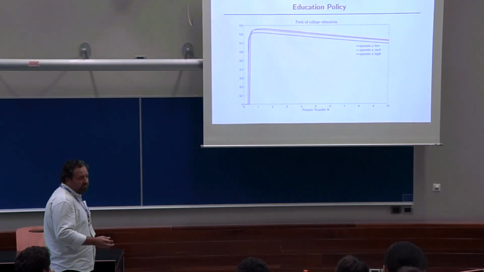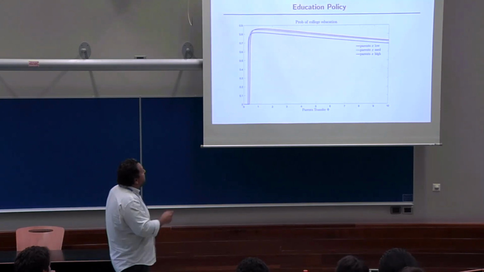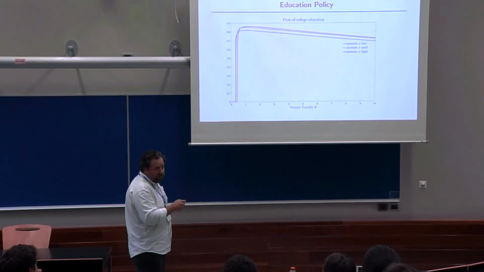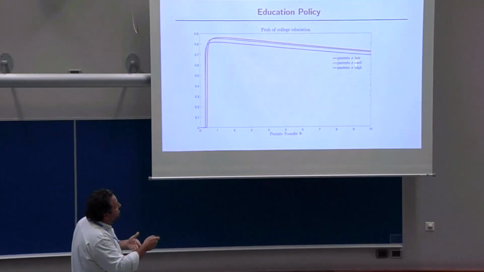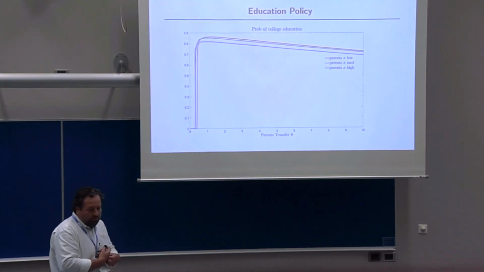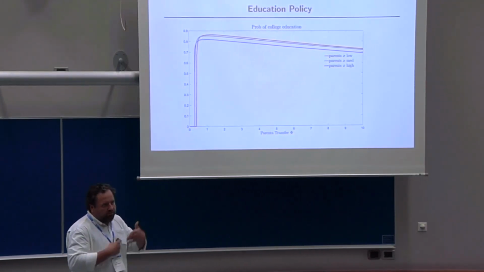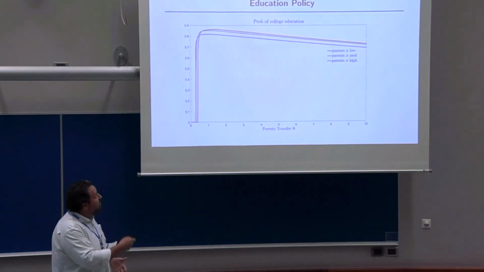So just to give you a very simple example of how the policy functions look. These are the policy functions for education. This is the probability of a college education for students with parents with different levels of productivity. So if you were born in a family with a higher productivity, there's a higher probability that you go to college.